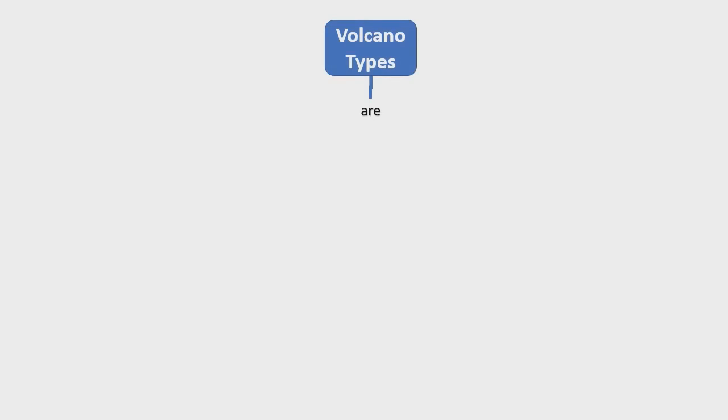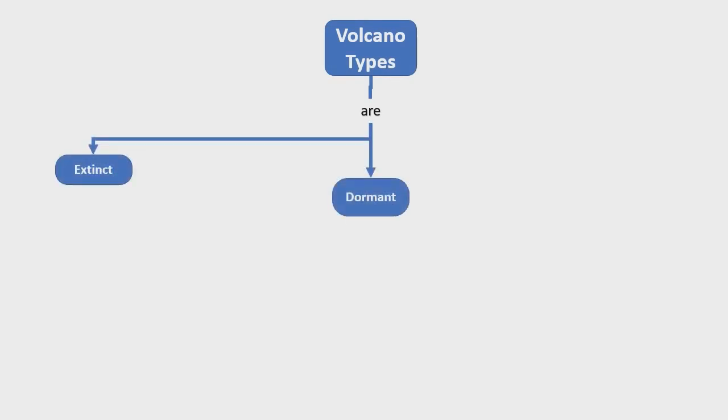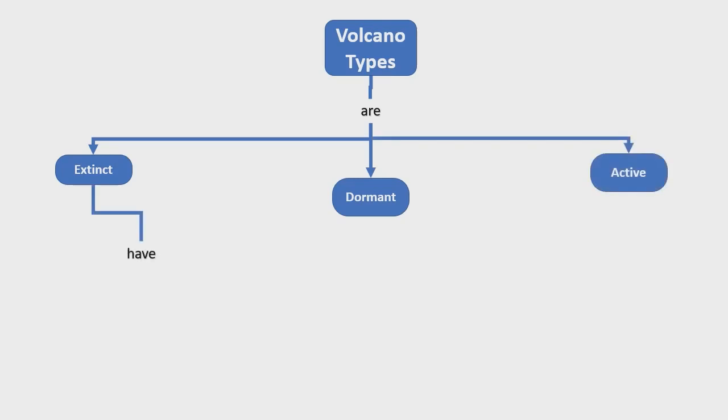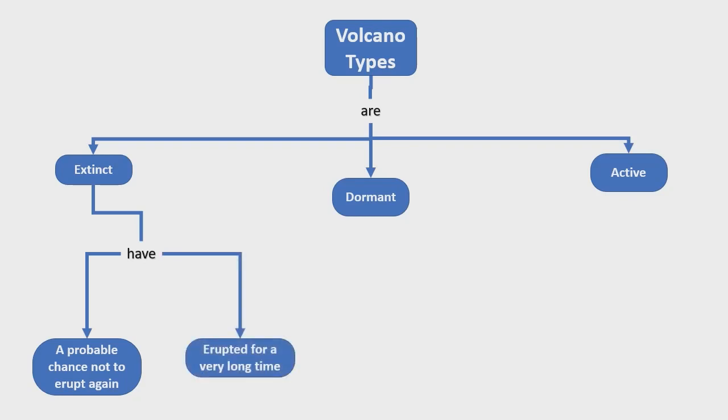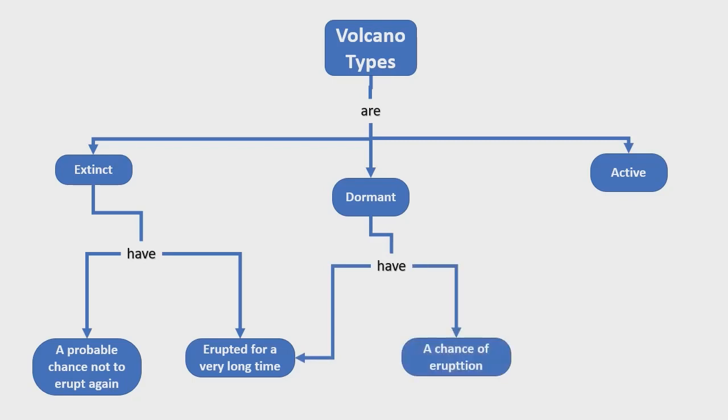Volcano types are extinct, dormant, and active. Volcanoes that are extinct have a probable chance not to erupt again, but they have also erupted for a very long time. Volcanoes that are dormant have erupted for a very long time, but also have the chance of eruption. An active volcano erupts anytime or often.